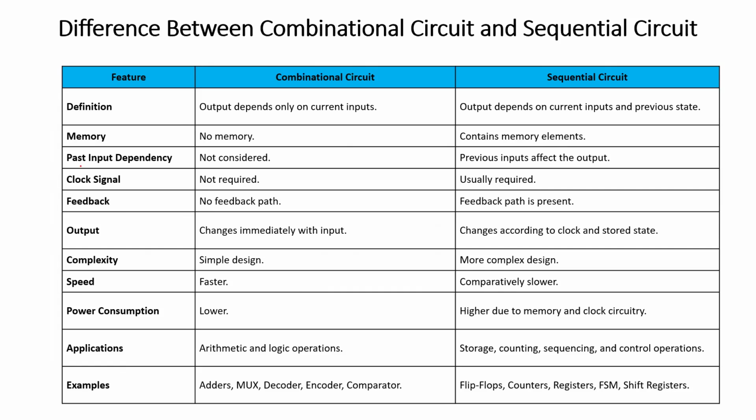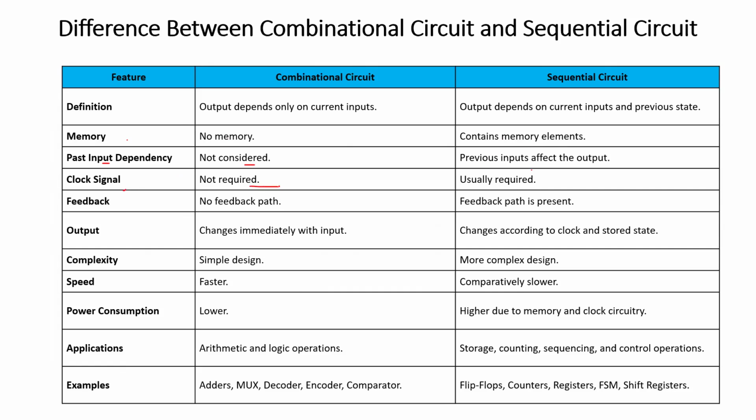Okay, so what is the definition? In a combinational circuit, the output depends only on the current input. In a sequential circuit, the output depends on the current input as well as previous data. What about memory? Here, no memory is needed. Here, it contains a memory element. Past input dependency is not considered here, while here the previous input affects the output.